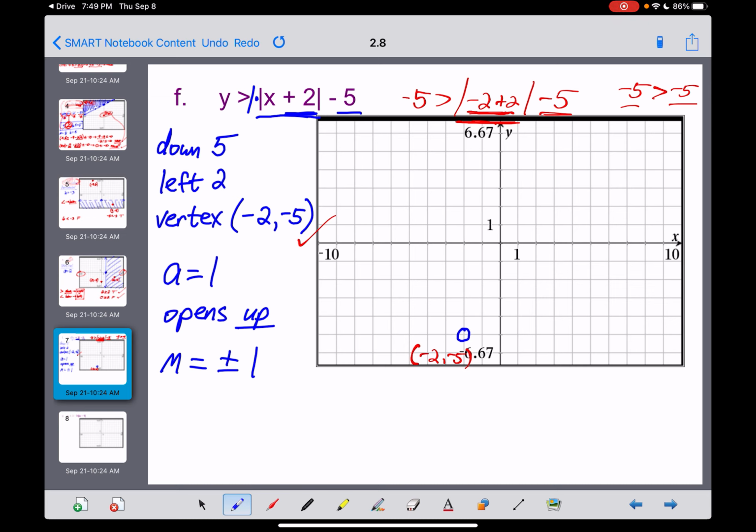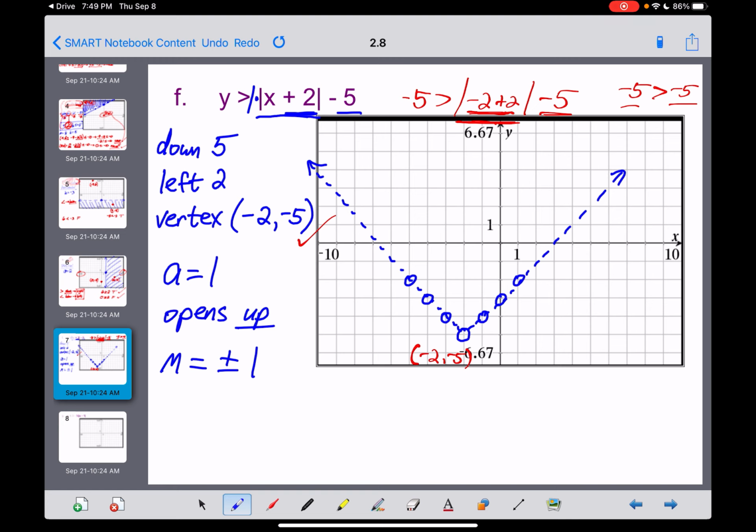So +1 means up 1, right 1, open dot. Up 1, right 1, open dot. And that's probably good. Dashed line going through those points, and it goes on forever. The other half of this has a slope of -1. Up 1, left 1, open dot. Up 1, left 1, open dot. And a dashed line to complete the left side of this graph is going to look something like that.